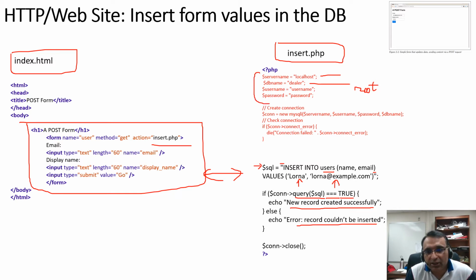Then we'll go for the connection. MySQLi, new MySQLi, server name, username, password, DB name. These are all coming from here, right, to this part. Then we say, okay, connection error, check it. If there is an error, you will see this. If not, you will automatically go to this part and your data will be inserted.